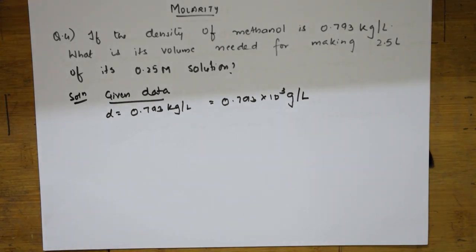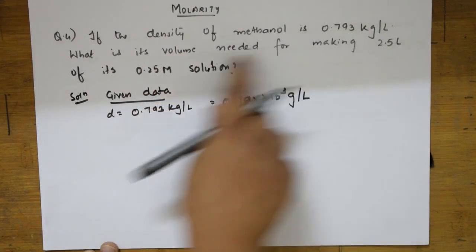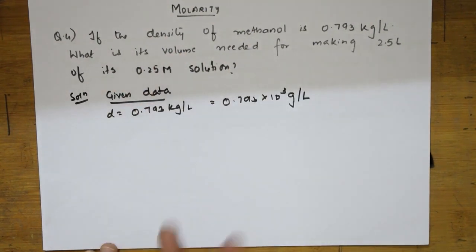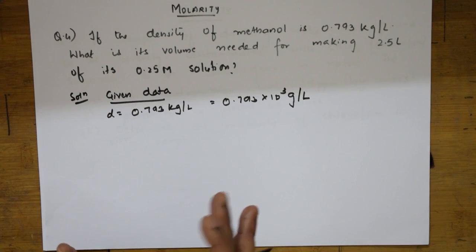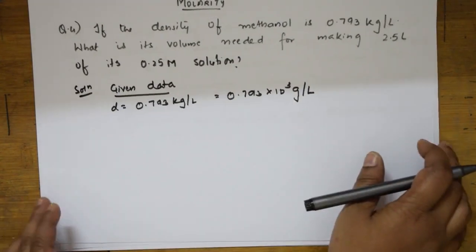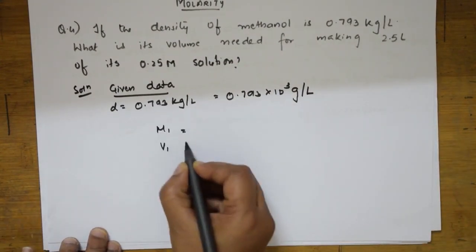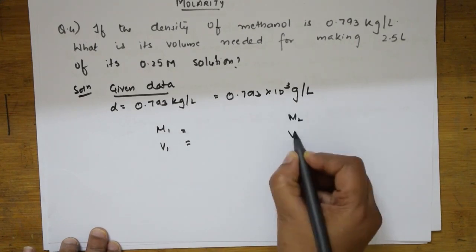This is over. Fine. Next, we have two things, isn't it? What is the volume needed? They're asking for a different volume, right? So there are two things. First, we have one formula: M1 V1 is equal to M2 V2. We're going to apply this information in that formula. So let us divide this into M1 and V1, and here let us write M2 and V2.